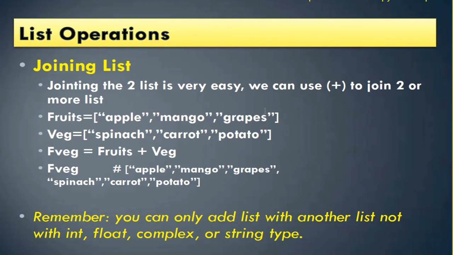So now if you want to join two lists, what symbol will you use? Plus. Like f veg, this is your new list, list number 3 equals list 1 plus list 2. So what will you get as the answer? All the lists will be merged and you will get only one result. Now remember one thing: you can only add a list with another list, not with int, float, complex or string type. This thing you need to remember.